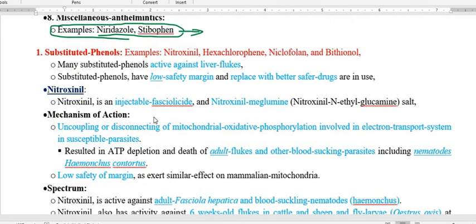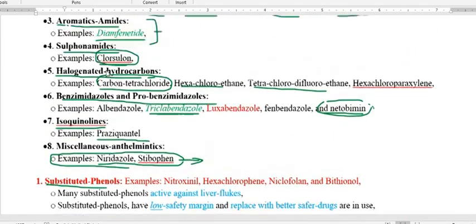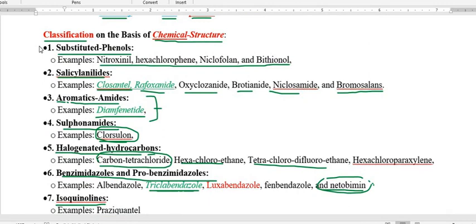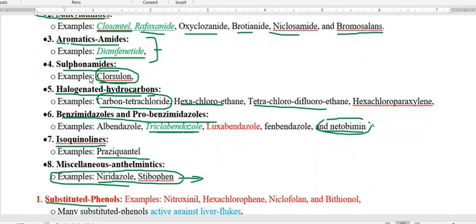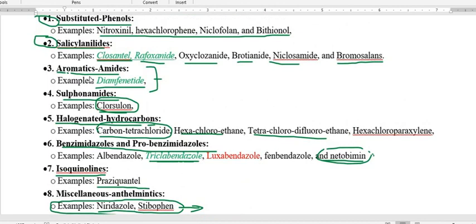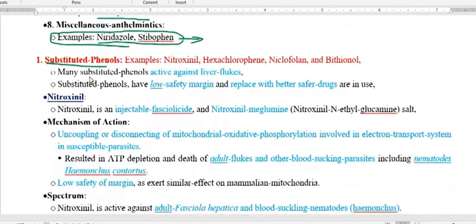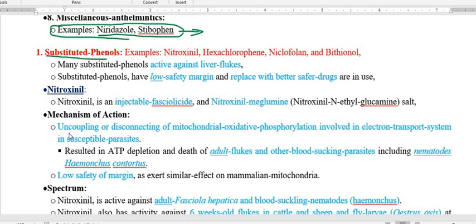So regarding substituted phenols as a group, if we go through the mechanism of action of substituted phenols as well as salicylanides, they usually possess the same mechanism of action. Which one? The drugs that belong to substituted phenols and salicylanides are mainly targeting the mitochondrial oxidative phosphorylation in the susceptible parasite.